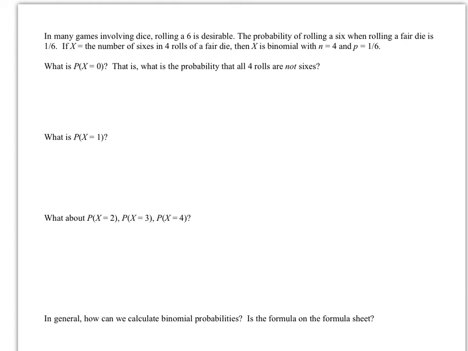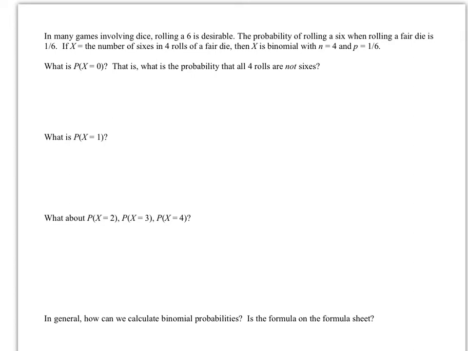Okay, so in many games involving dice, rolling a 6 is desirable. The probability of rolling a 6 when rolling a fair die is 1/6. If x is the number of 6s in 4 rolls of a fair die, x is binomial with n equals 4 and p equals 1/6. So this we already talked about. That was on the previous page.